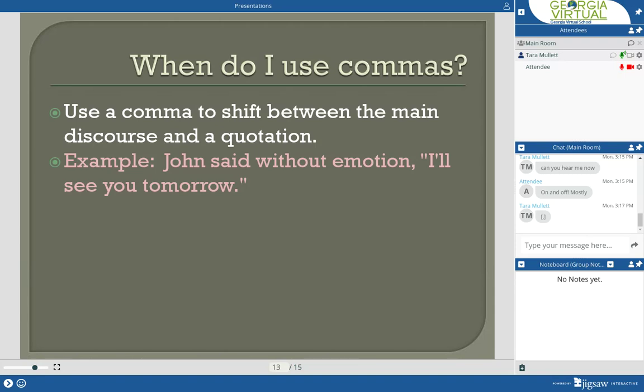Use a comma to shift between the main discourse and a quotation. John said, without emotion, "I'll see you tomorrow." This is something that was discussed also in our quote integration class just a couple of weeks ago. So when you introduce a quote, typically you're going to put a comma, especially if you use the word said somewhere in that phrase.